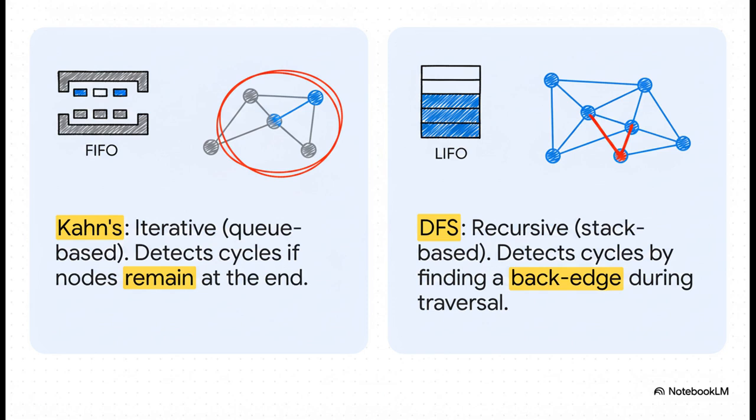DFS, on the other hand, is recursive. It uses the program's own memory, the call stack, to go deep. It finds a cycle if, while it's walking down a path, it suddenly bumps into a task that it's already in the middle of visiting. That's called a back edge, and it's a dead giveaway that you found an impossible loop.